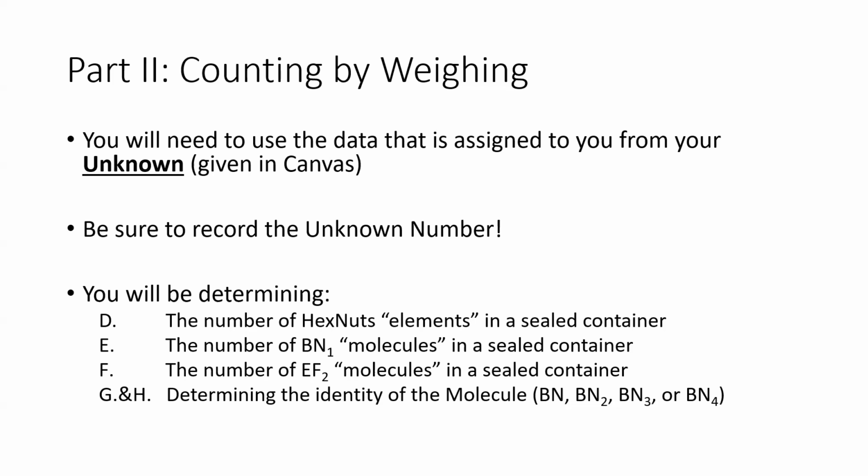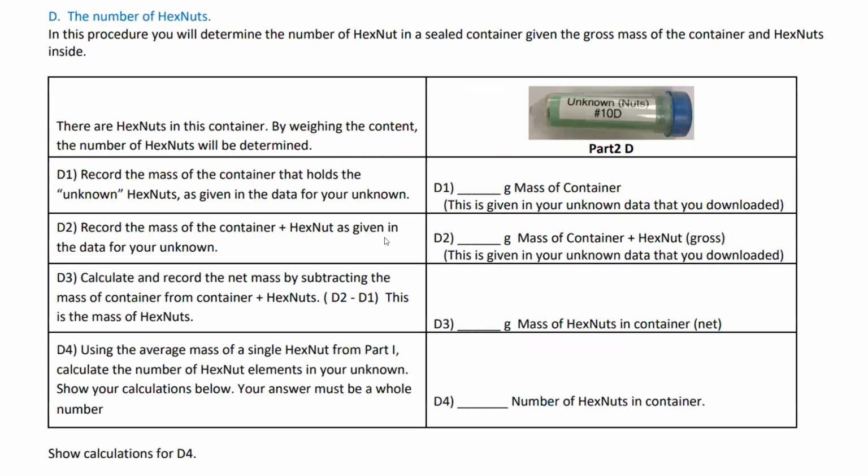In part 2, we will be determining the number of hex nut elements in a sealed container, the number of BN1 molecules in a sealed container, the number of EF2 molecules in a sealed container, and then also determining the identity of 2 molecules in parts G and H, and the identity will either be BN, BN2, BN3, or BN4. So let's go ahead and look and see what the data tables look like in your lab manual.